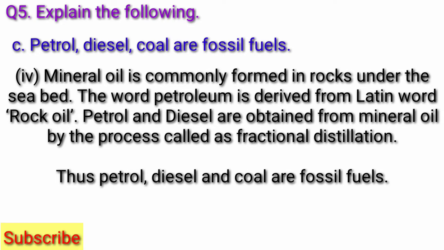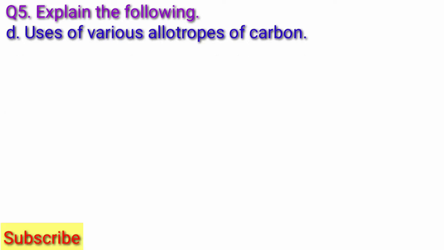The word petroleum is derived from the Latin words meaning rock oil. Petrol and diesel are obtained from mineral oil by a process called fractional distillation. Thus, petrol, diesel, and coal are fossil fuels. D. Uses of various allotropes of carbon.